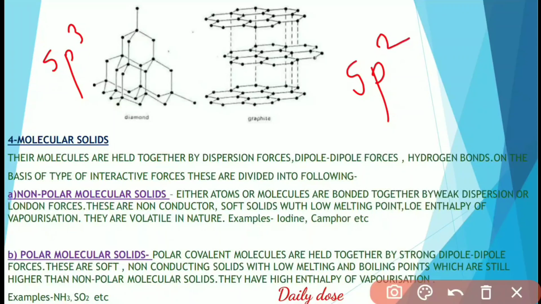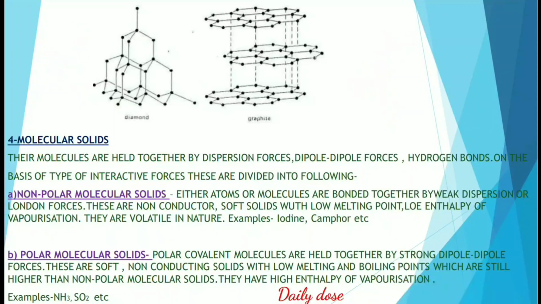Polar molecular solids. Polar covalent molecules are held together by strong dipole-dipole forces, and these are soft, non-conducting solids with low melting and boiling points, which are still higher than the non-polar molecular solids. They have high enthalpy of vaporization. Example, ammonia and sulfur dioxide.